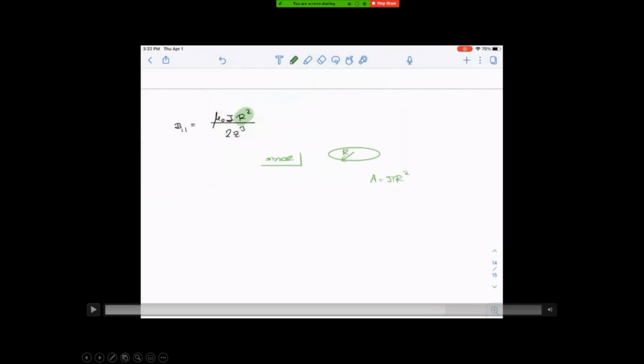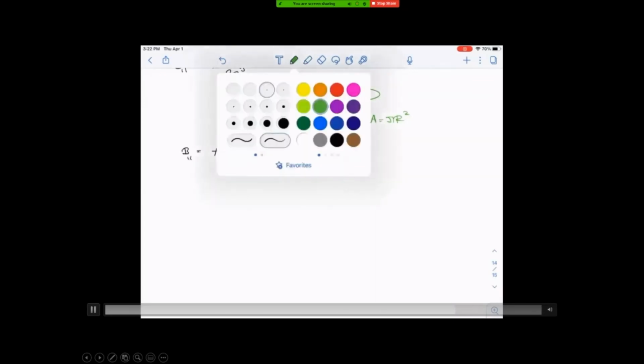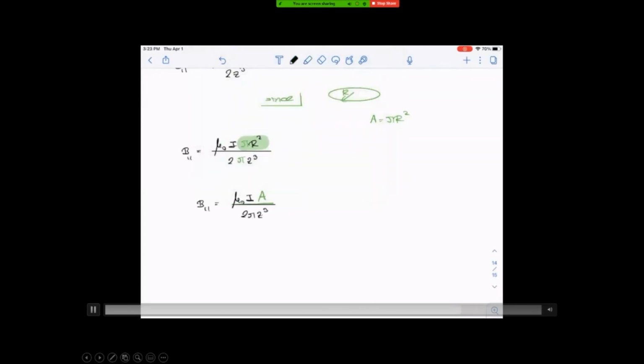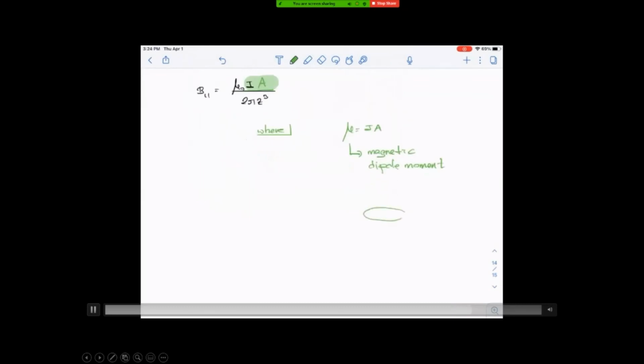If I multiply top and bottom by pi, then all of a sudden I have an expression in the numerator that's the area of this loop. In the denominator, I'm going to have an extra constant, which is fine. It's not a big deal. The combination of the current and the area of the loop for that current is known as the magnetic dipole moment, something that we discussed before. That expression is going to tell you how much this loop is going to act like a magnet. So this becomes a magnetic dipole moment.